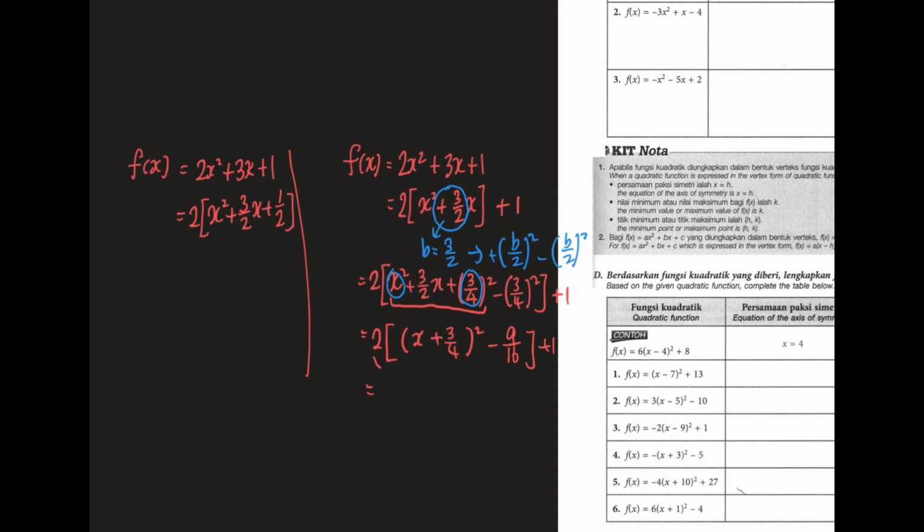Then now the 2 you multiply with both. 2 times this, we can't really multiply inside the bracket because of the power 2, so we just leave it like this. But 2 multiplied with this is okay: 9/8 plus 1. So 2(x + 3/4)² minus 1/8. Minus 9 plus 8, yes, correct, minus 1/8. So that is how we change it to vertex form.